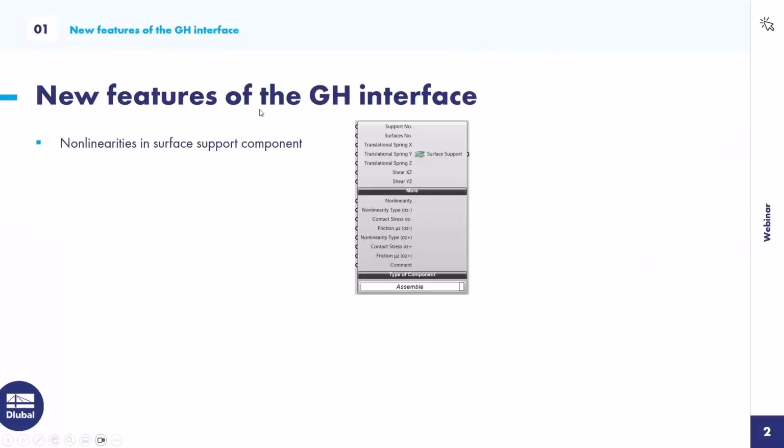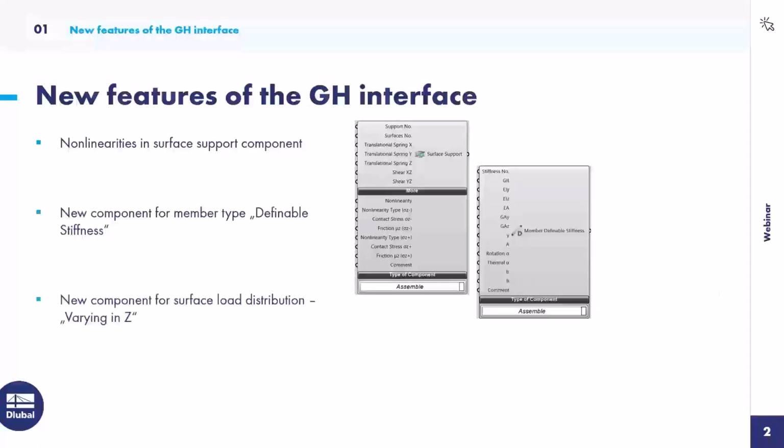The first new feature that we are going to release is the extension of the surface support component. We added here the options for non-linearities. The second new feature is a new component for the member type definable stiffness. So with that component, you can create via Grasshopper a member with your user-defined stiffness.